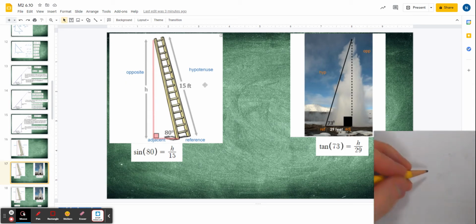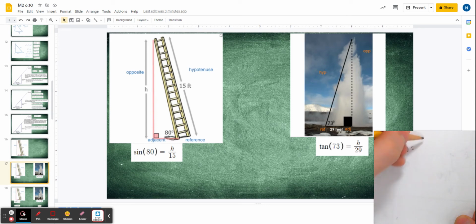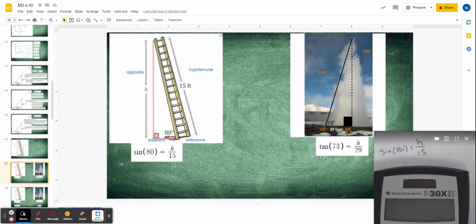And so we have sine of 80 is equal to h over 15. And you can follow me down here in the bottom corner if you want to see the math steps here. So the first thing I'm going to do is pull up my calculator, and you can do this in Desmos too with the calculator button that's on the top of the slides. There's an icon there. You can type sine of 80.